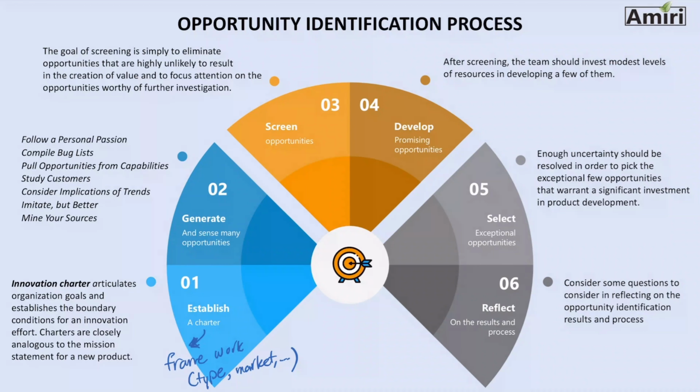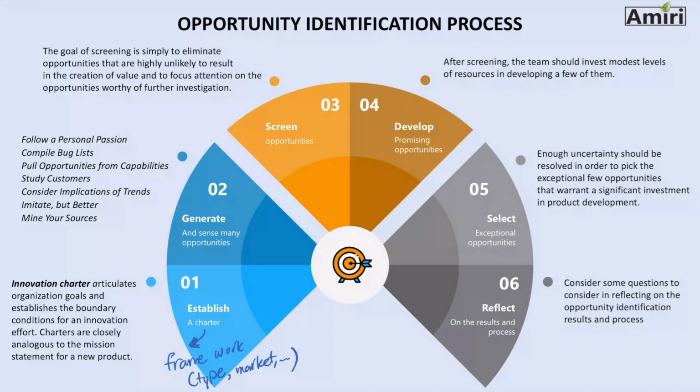They know what market they're going to be in. They know it's going to be a cat toy category, and they set a one year development time for themselves. So they define some boundary conditions here for their opportunities and their product. Next, they start generating as many opportunities as they can.